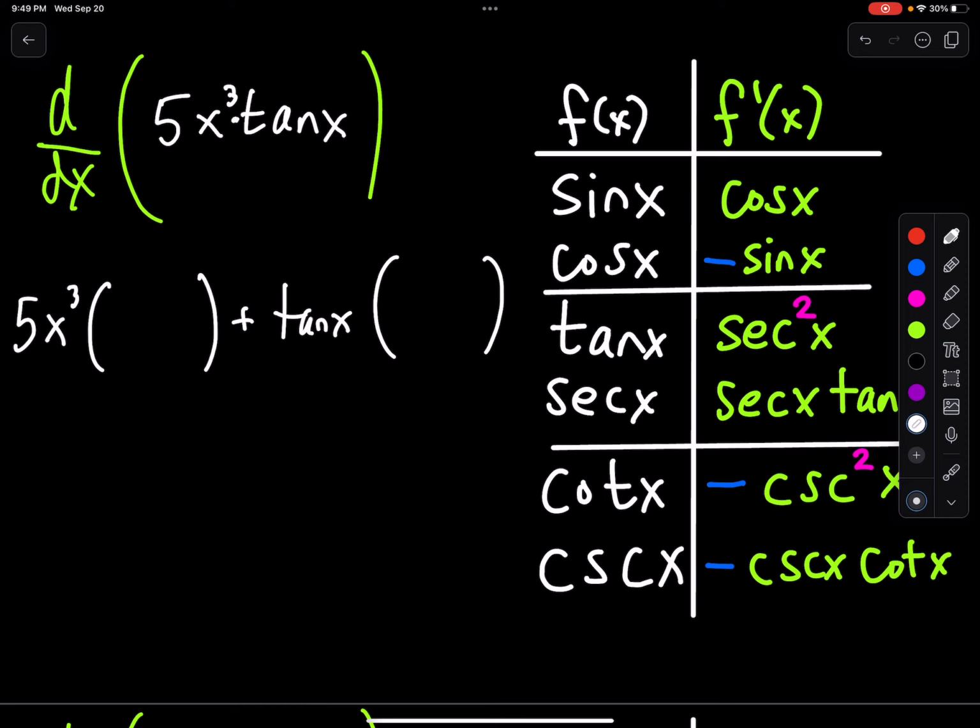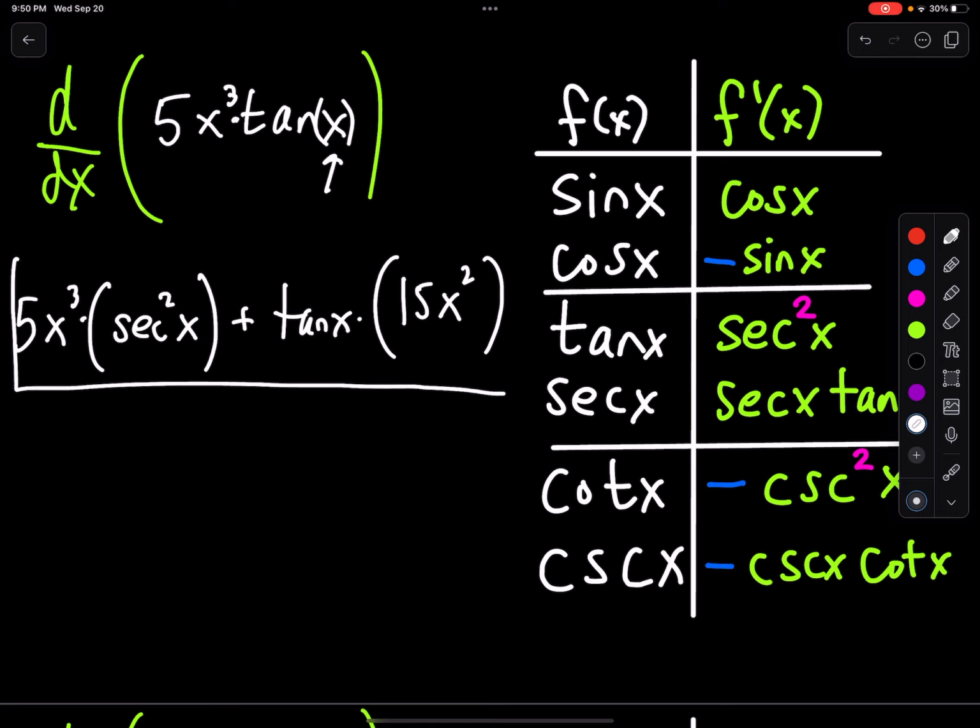So I have 5x to the third. That's the first. The derivative of the second, well, the derivative of tan is its secant buddy squared. Notice there's no chain rule here because we just have x being plugged into the function. And then we have the second times the derivative of the first, which is 15x squared. All right, we had the power rule. 3 hopped in front, got decreased by 1. 3 times 5 is 15, x to the second. All right, very nice.